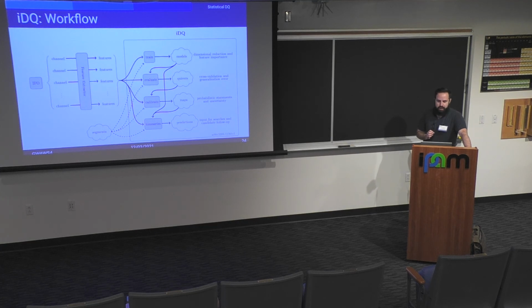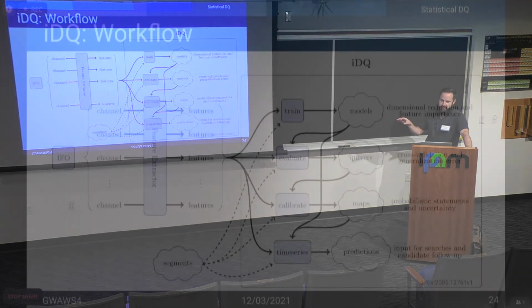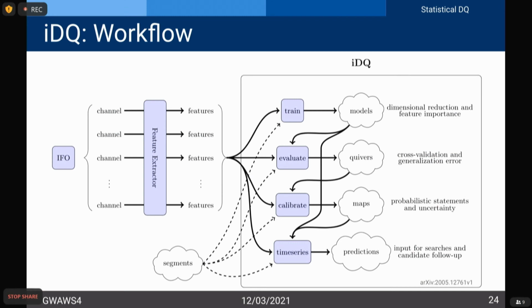Okay, so this is roughly the workflow for iDQ. You can think about this both offline and online. We have interferometer data, which has auxiliary channels. We have some sort of feature extractor. It could be from the tool I showed earlier, or it could be from other things. It produces features.